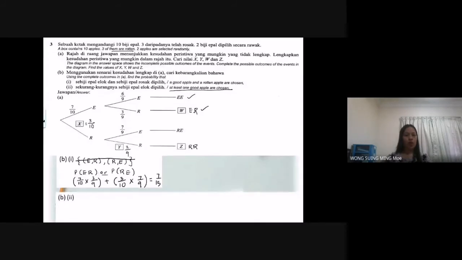We discuss B2. At least one good apple is chosen. Both apples in good condition, of course, we can choose. Here one good, one rotten, right? One rotten. So this one also we can choose at least one good apple, right? So here also can. Here both rotten already, we cannot choose. So how to write this one? Here, actually we have two methods. I show you both methods.